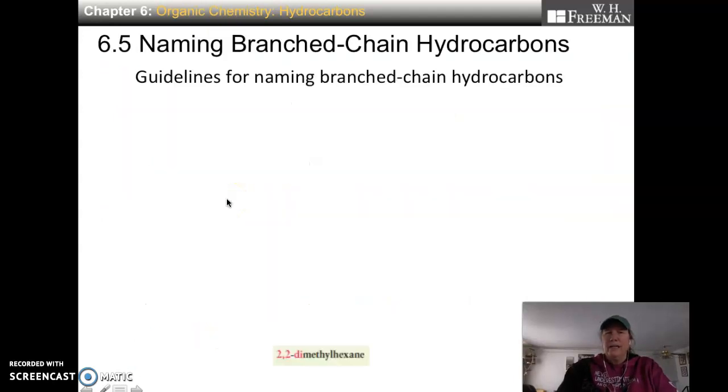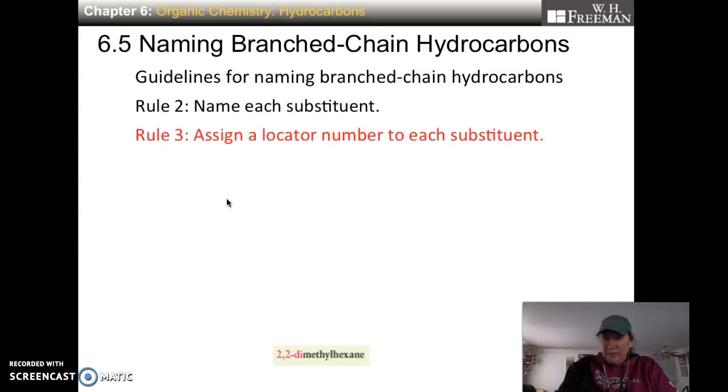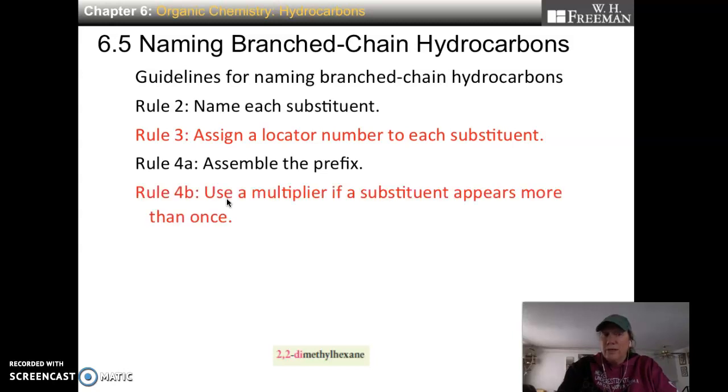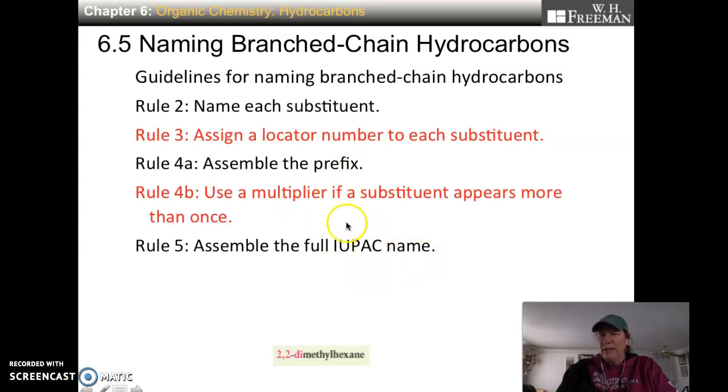And again, name each substituent, like I said. If it's a methyl group or an ethyl group, you have to say where it's at and put your prefix on there, and then use a multiplier if it appears more than once. So that's how you do the full name. And again, this is the International Union of Pure and Applied Chemistry. They came up with a system. It's all in your book, and I'm just reviewing what we already talked about.